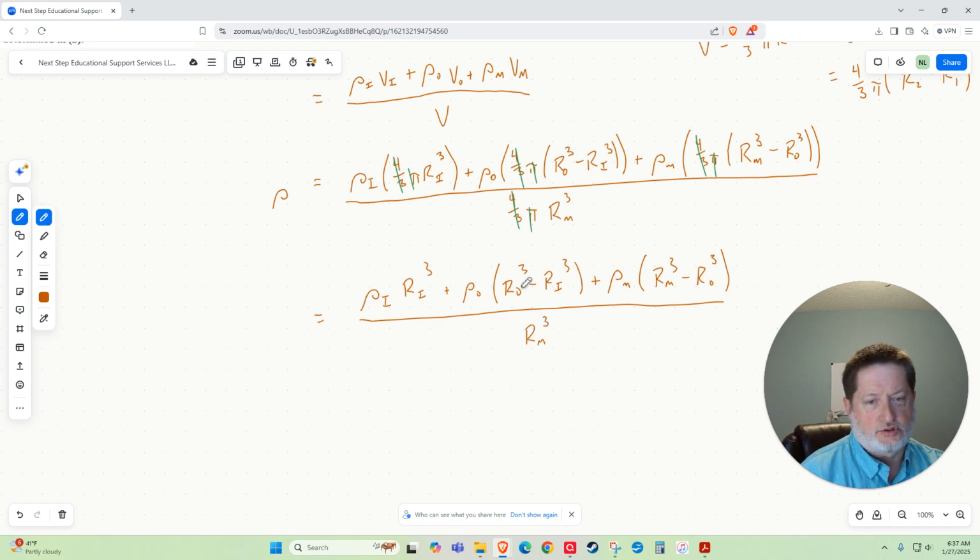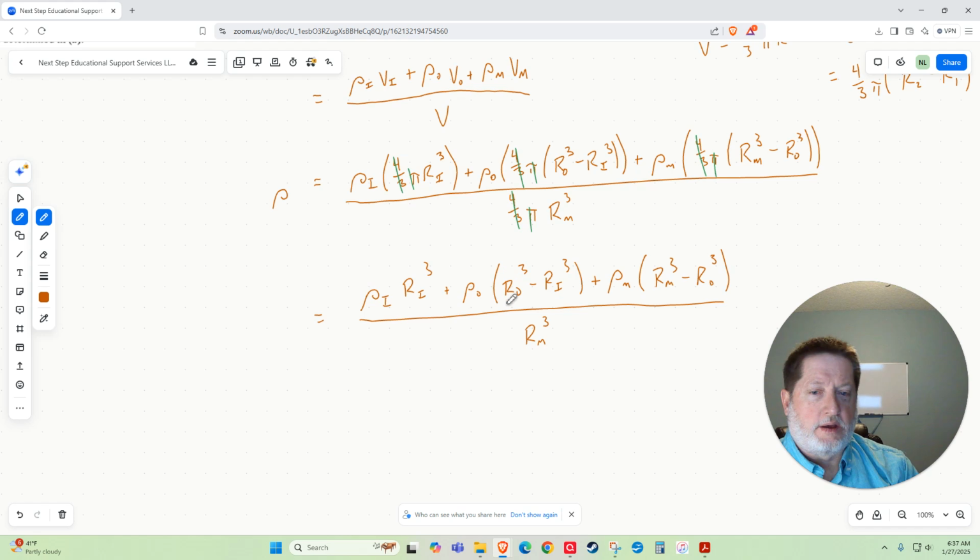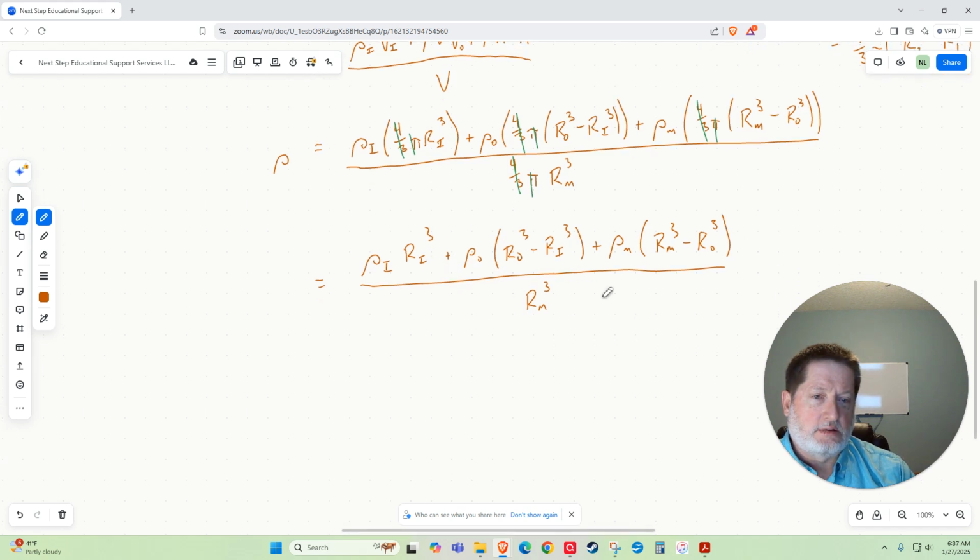And again, like I said, you could distribute these densities through and group them up by radius instead. I'm not sure that's really worth our investment. We're just going to go with what we have here. Because I know each of the densities of each of the regions. I know the outer radius of each of the regions. I know the radius of the overall sphere. And so I now have the thing I'm looking for in terms of numbers that I have. We're ready to plug in and get our answer.